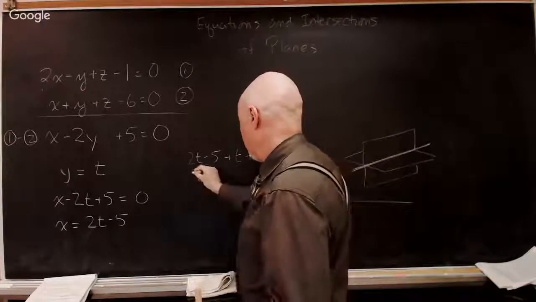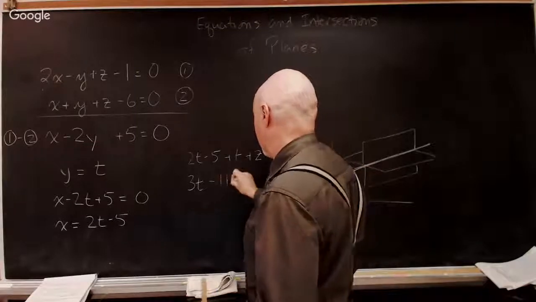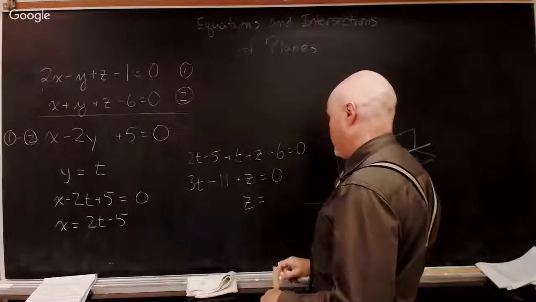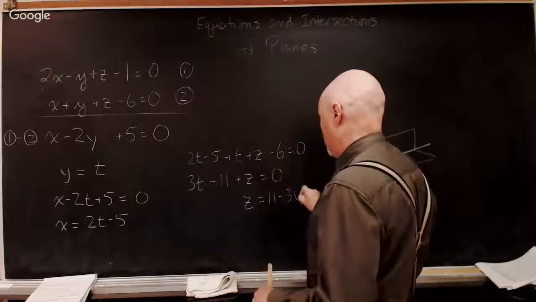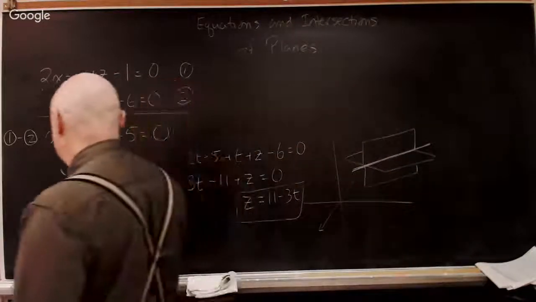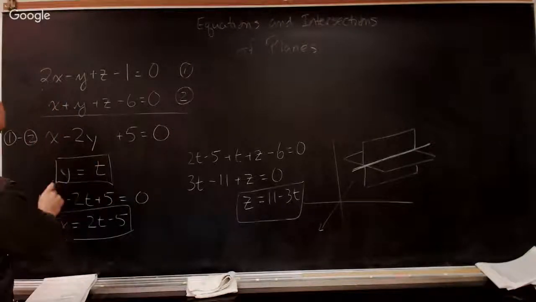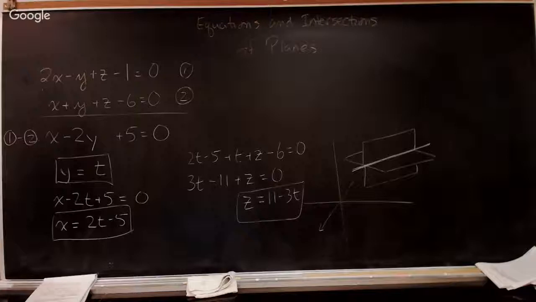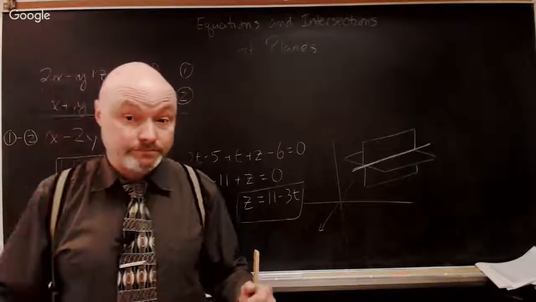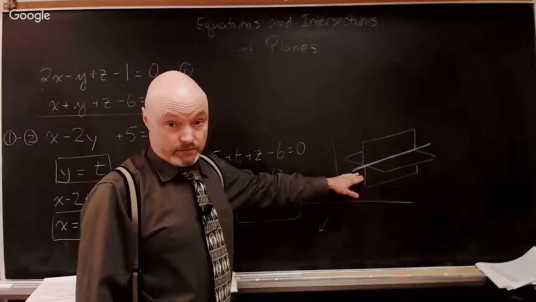And so let's gather up some like terms. 3t minus 11 plus z is equal to 0. So z is equal to 11 minus 3t. So there's my parametric expression for z. There's my parametric expression for y. And there's my parametric expression for x. Hence, I've got the equation of a line. So I have found the line of intersection of these two planes.